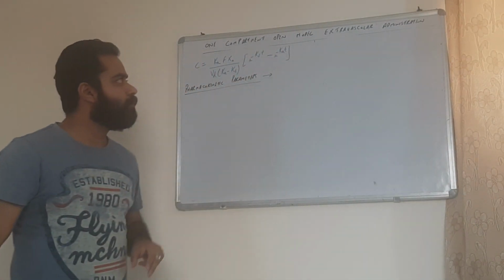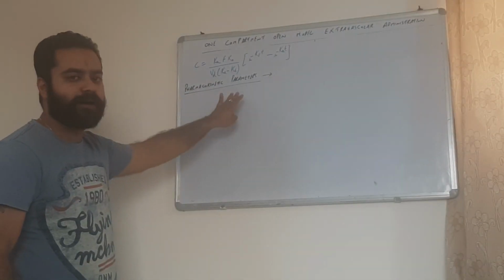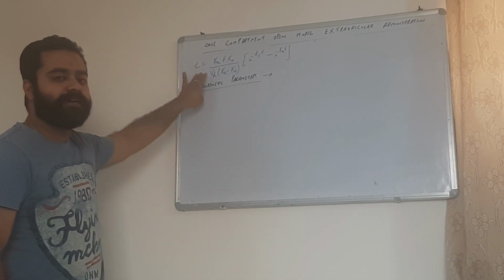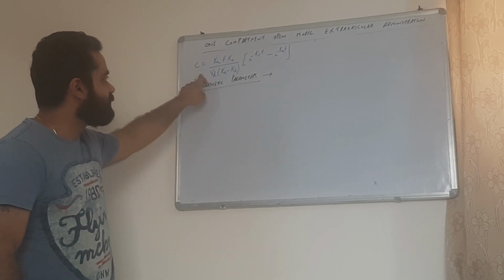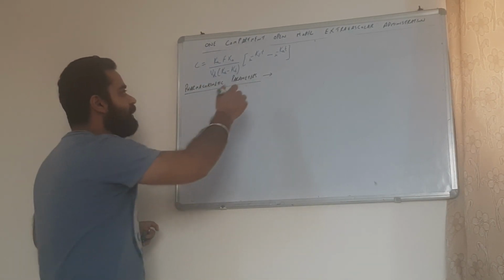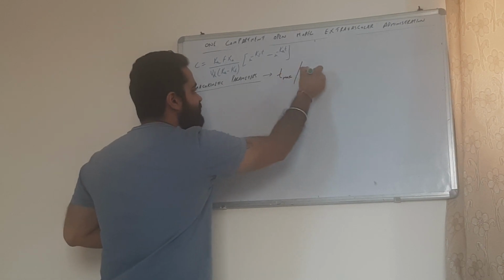Welcome back, students. Now, one compartment open model extravascular administration. We are going to study the determination of pharmacokinetic parameters. In the last class, we had done up to the derivation, and this was the final expression: C is equal to this term. Now, the pharmacokinetic parameters which we have to determine are Tmax and Cmax.